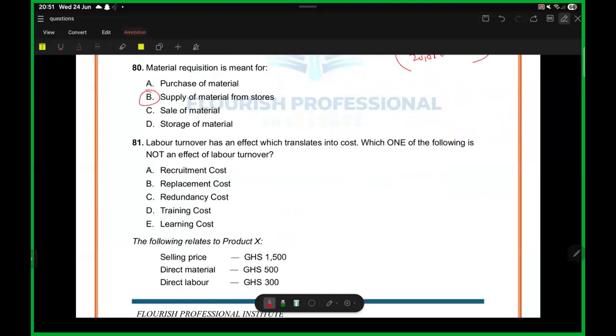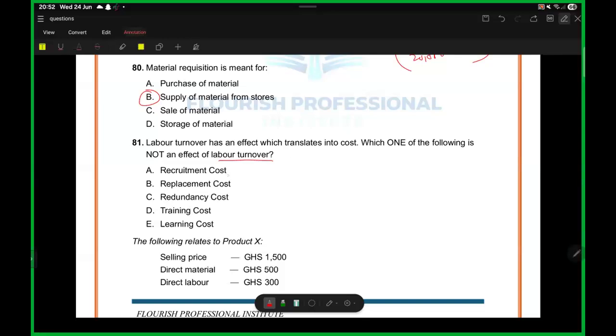Then we come to 81. Labor turnover has an effect which translates into cost. Which one of the following is not an effect of labor turnover? Now, labor turnover, we are talking about the rate at which people are leaving and coming into the organization. So those who leave are replaced. So when that is happening, all of them become an effect, but one of them is not an effect of labor turnover.